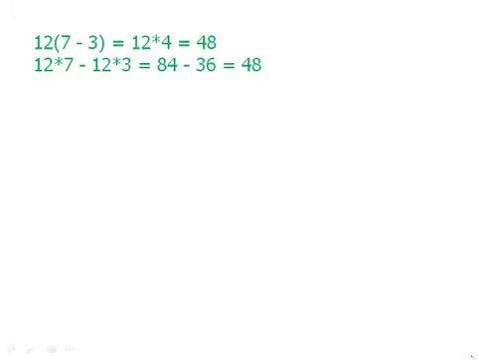Similarly, with subtraction, we could subtract the 3 and the 7 first, get the 4, multiply that by 12, or we could multiply the 12 times 7 and separately multiply the 12 times 3 and then subtract those two products. Either way, we get the same answer.